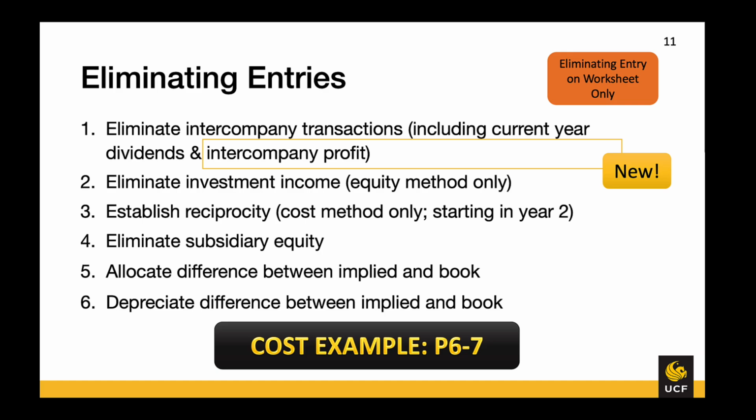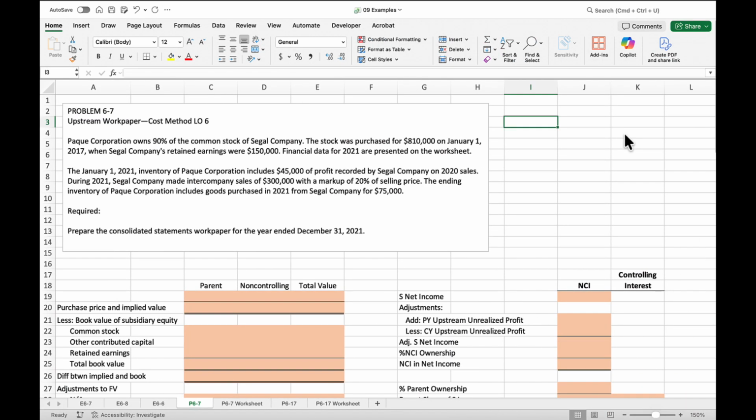So let's head over to Excel. And so we have in this example, Peck Corporation owns 90% of the common stock of Siegel Company. The stock was purchased for $810,000 on January 1st of 2017 when Siegel Company's retained earnings were $150,000. Financial data for 2021 are presented on the worksheet.